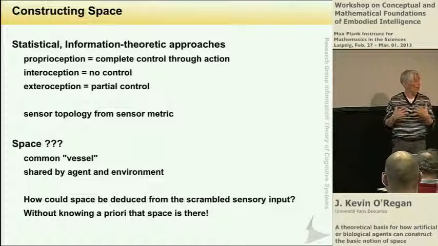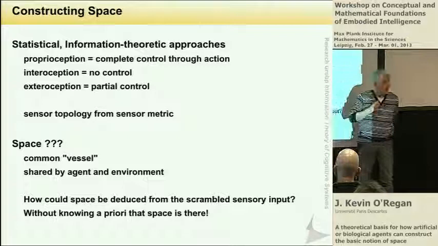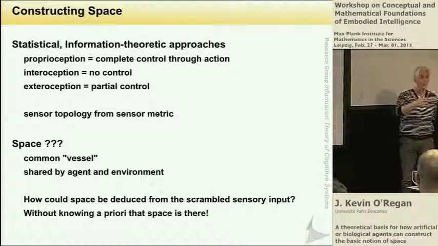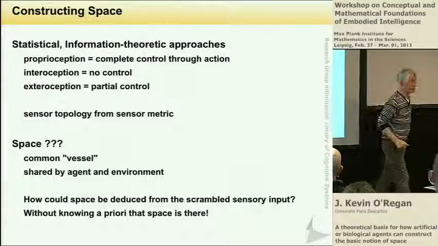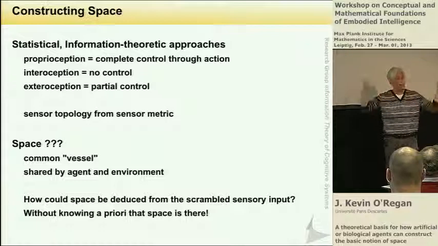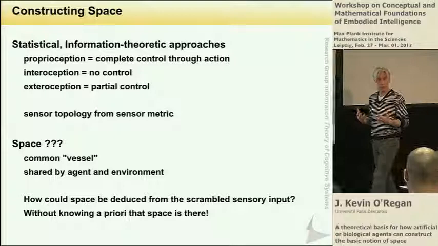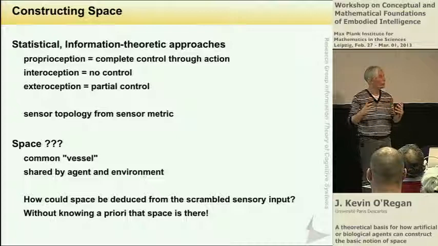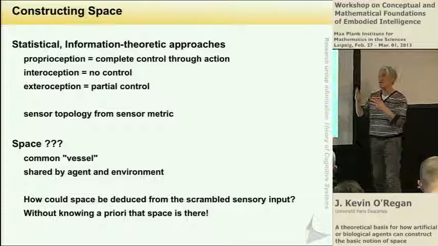So the agent, if it's able to have actions, will notice that it has complete control through its own actions of the changes caused on its proprioceptors. So it can distinguish proprioception from other types of sensation. Interoception, it has no control over. If it has a digestive system, the digestion just goes on all by itself, and any voluntary actions that the agent has do not affect the sensory input it gets from interoception. So that's another characteristic that distinguishes interoception from proprioception. And then exteroception, that is information about the outside world, is halfway between those two degrees of control. So I think a statistical or information theoretic approach would allow the agent to distinguish this kind of sensory input.